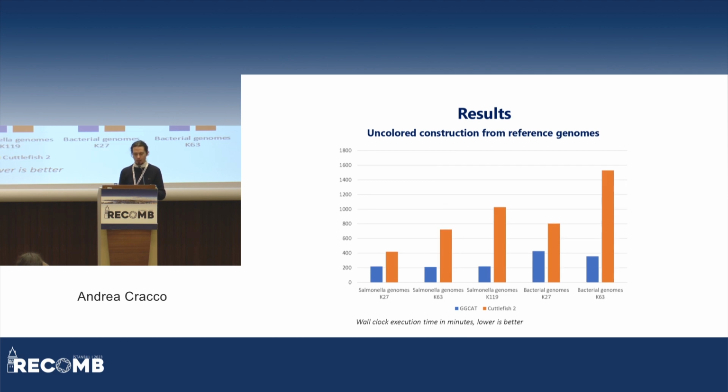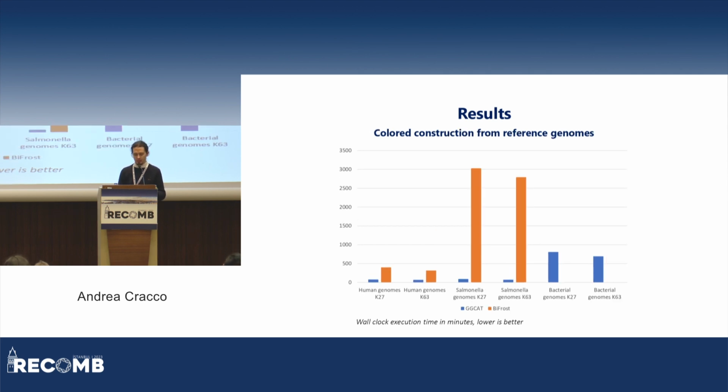Then, for the uncolored reconstruction from reference genomes, these datasets fully utilize the new insights that GGCAT uses, since reference genomes are much more repetitive because they are a bunch of potentially almost identical genomes. So in this case, we can see that there is even greater speed up even for smaller K values. And for larger K values, the speed up can range from 4 to 5 times.